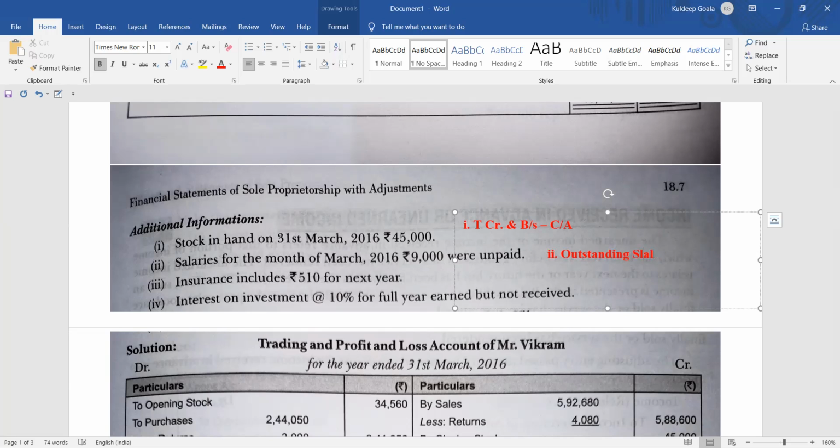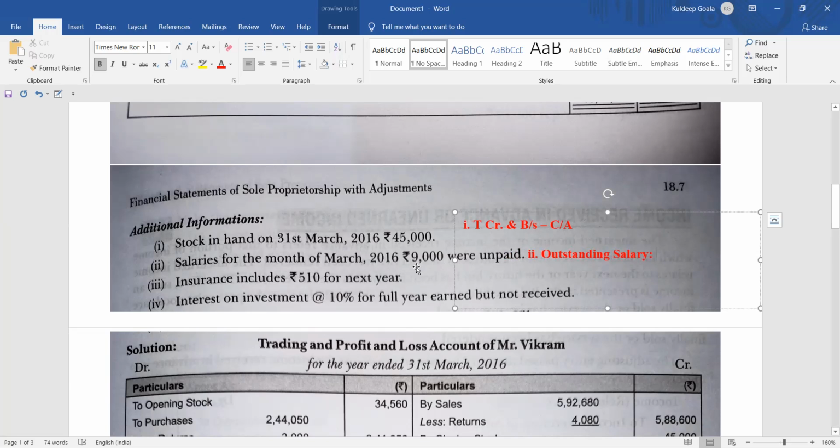So what do we do with the outstanding salary? Now we all know the entry for it, because we learned in the beginning of the session what the journal entry for outstanding salary is. Salary account debit to outstanding salary account. Right? So what will be the treatment here?